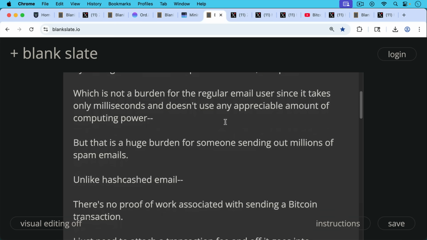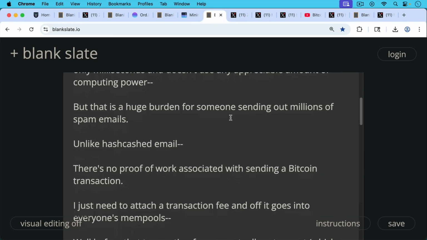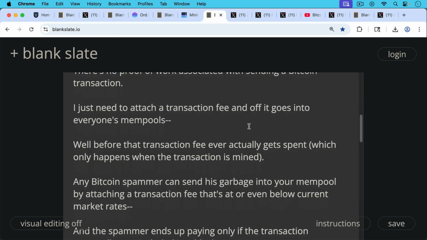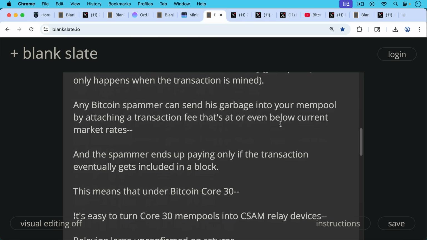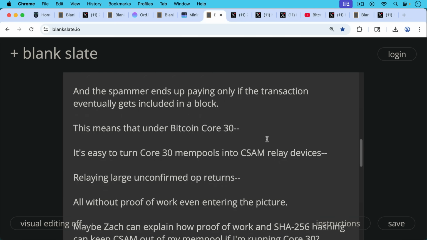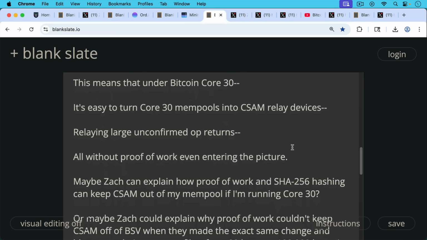Unlike hashcashed email, there's no proof of work associated with sending a Bitcoin transaction. I just need to attach a transaction fee and off it goes into everyone's mempools well before that transaction fee ever actually gets spent, which only happens when the transaction is mined and finds its way into a block. Any Bitcoin spammer can send his garbage into your mempool by attaching a transaction fee that's at or even below current market rates for transaction fees, and the spammer ends up paying only if the transaction eventually gets included in a block. And this means that under Bitcoin Core version 30, it's easy to turn Core 30 mempools into CSAM relay devices, relaying large unconfirmed OP_RETURNs, all without proof of work even entering the picture.